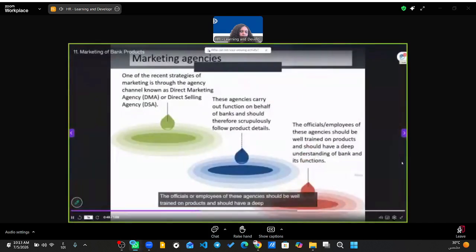The officials or employees of these agencies should be well trained on products and should have a deep understanding of the bank and its functions.